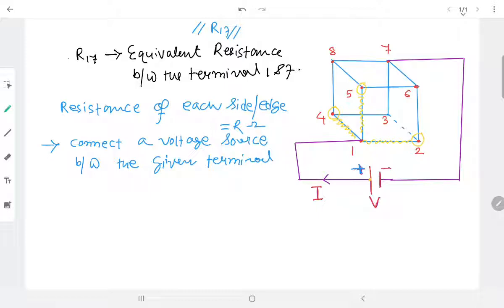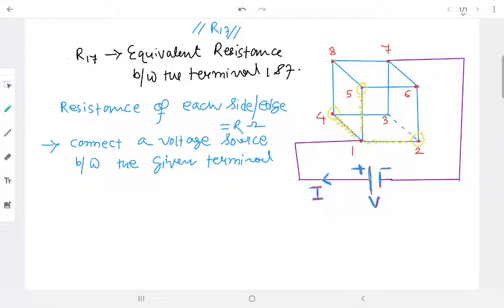Okay, and this bigger line is our positive terminal, and the smaller line is our negative terminal. This is our normal convention to write down any voltage source, and I assume that this voltage is V volt, and I have drawn one current, as you can see. This current is I ampere. So what is the first step? To connect a voltage source between the given terminal, with voltage V volt, and the current from the voltage source is I ampere. This is our first work for any complex circuit.